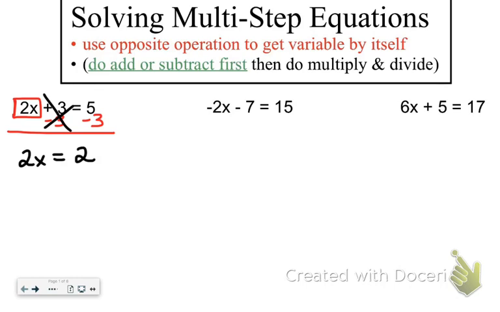Now I've narrowed it down to one final step. Since 2 is being multiplied by x, I'm going to undo that by dividing both sides by 2. I get x by itself, and 2 divided by 2 is 1.